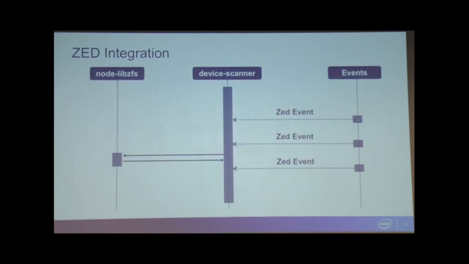Taking a high-level look at the architectural view there, we just have a series of Zedlets that emit interesting events to a persistent in-memory process called the device scanner, which effectively will build up these events into a coherent view of what your ZFS file system looks like. We may also call out to libzfs if we need more information than was available in the ZED event, which kind of ties in with our last enhancement.